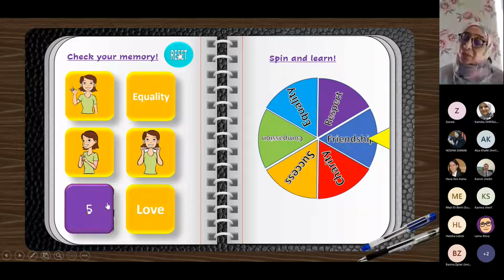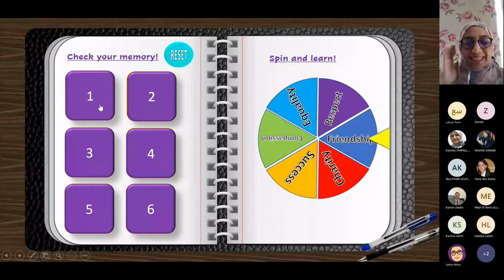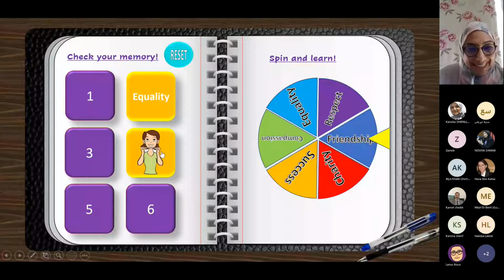Would anyone like to play? Who would like to try? Just tell me the numbers. I will click. Okay, sure. 2 and 4, for example. 2 and 4. Oh, I know, it's great, just by chance. Yes, it is correct. So she's doing the sign. It means equality. Good. Okay.